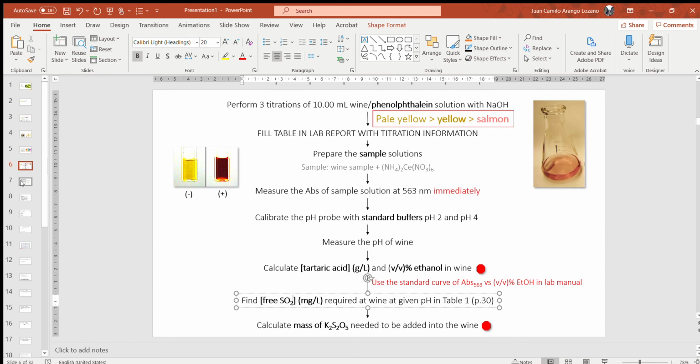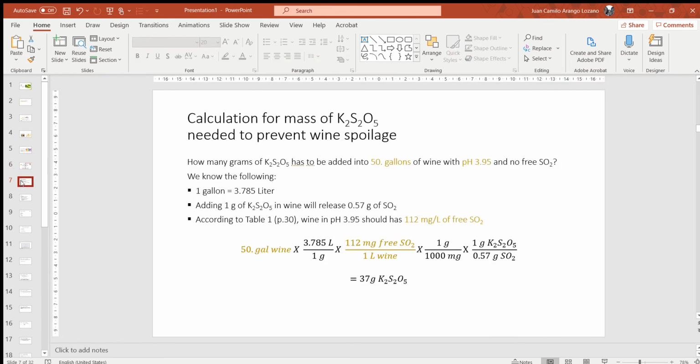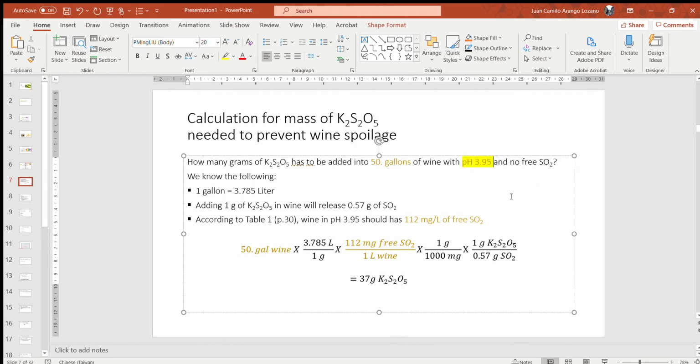Let me move forward. This is a brief example on how to make the calculation for the potassium metabisulfite mass starting from a specific pH. In this case, they are asking you how many grams of potassium metabisulfite has to be added into 50 gallons of wine with a specific pH. So you always need to have a specific pH to start working with, because then you can refer to the table, and no prior free SO2. So this is an important statement. It can be a concentration of SO2, otherwise you won't be able to perform the calculation in this way, okay? So keep that in mind.